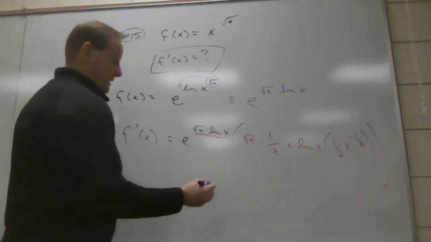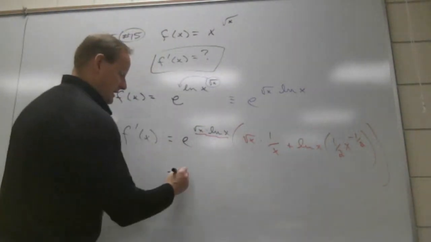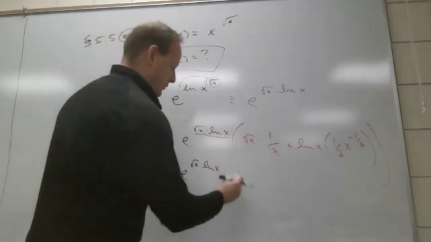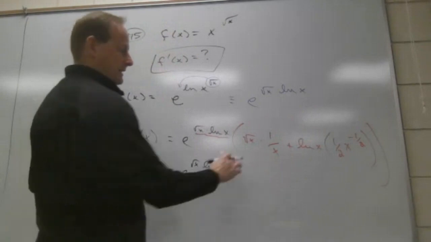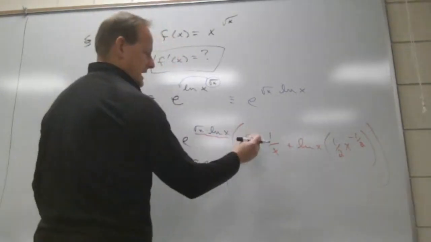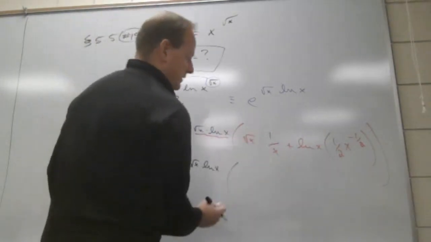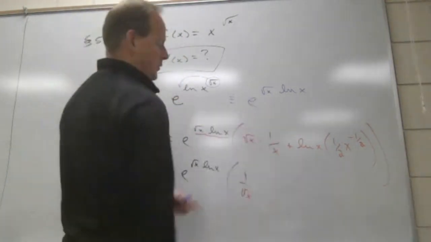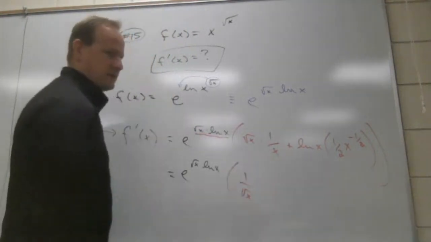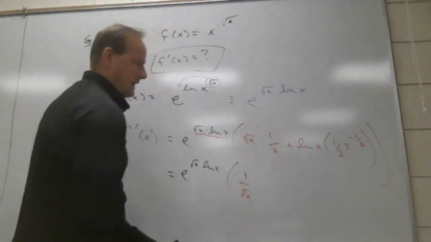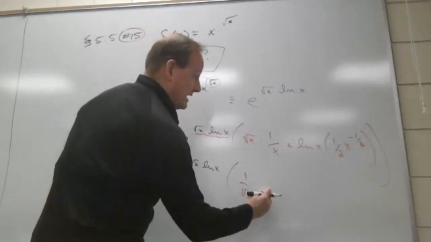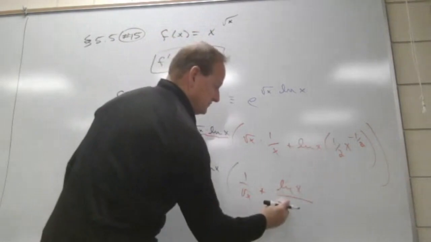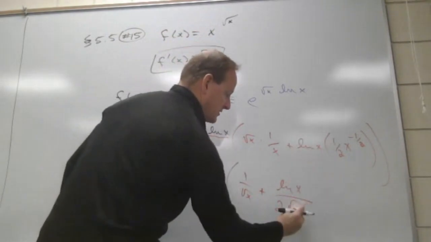and try and make this look a little bit better. So this is going to be e to the square root of x natural log x, and then in parentheses times what? Well, I'm just going to rewrite that square root of x over x as 1 over the square root of x, or that's x to the 1/2 divided by x to the first, which is 1 over x to the 1/2 or x to the minus 1/2, either way. Anyway, so it's 1 over square root of x, and then plus the natural log of x over 2 times the square root of x.